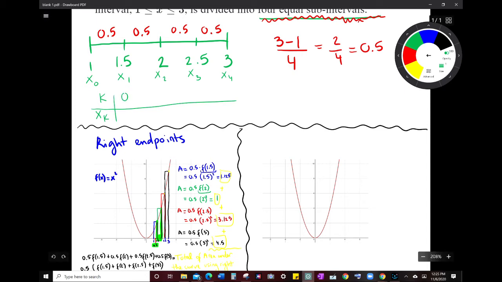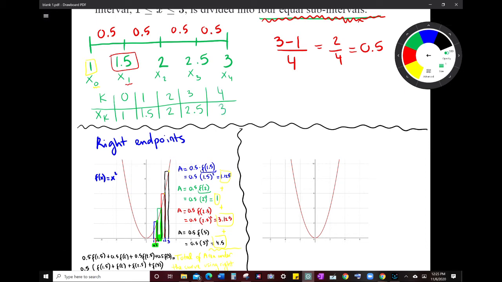So when my k equals 0, which is right here, x of 0 is 1. And then when my k equals 1, my x sub 1 is 1.5. And so on. When my k is 2, x sub 2 is 2. When my k is 3, x sub 3 is 2.5. And when my k is 4, x sub 4 is 3.